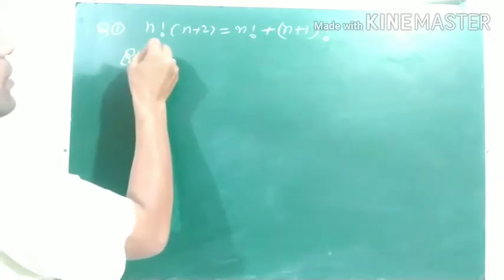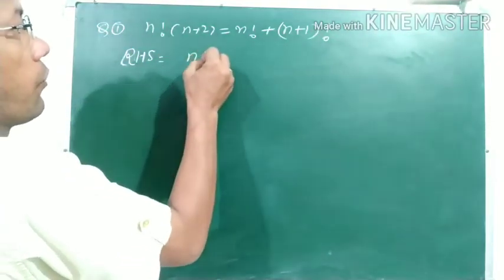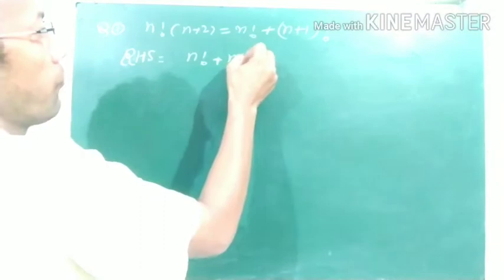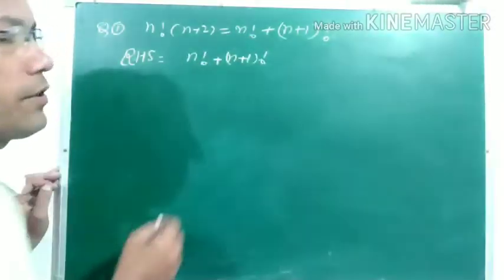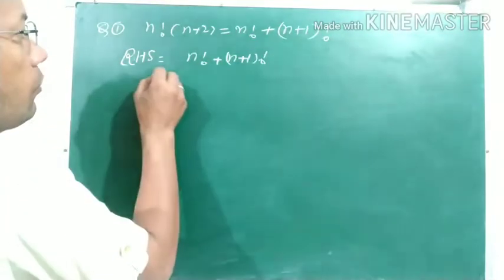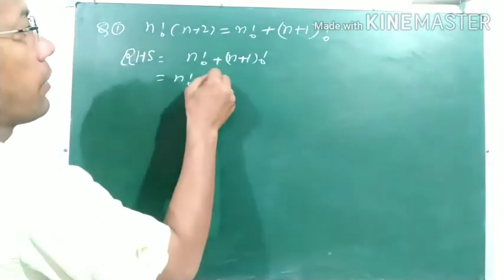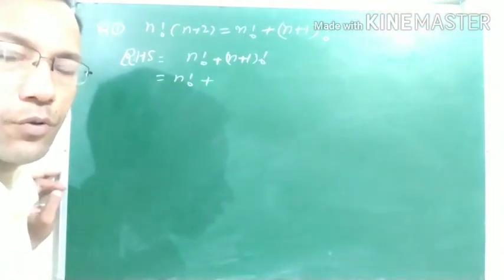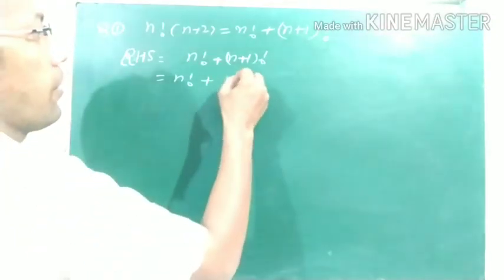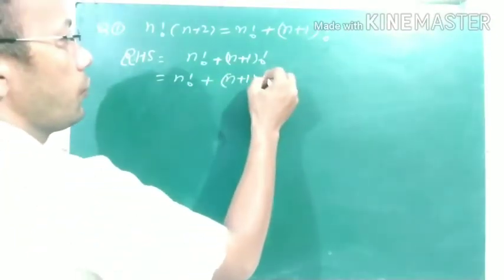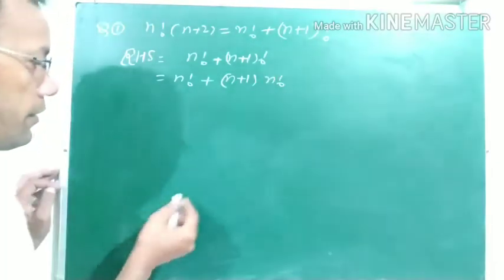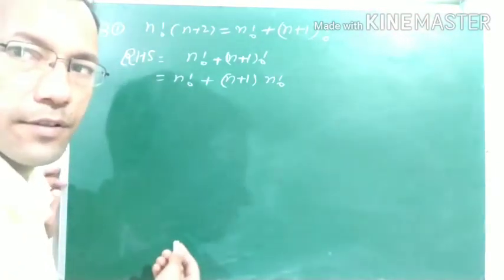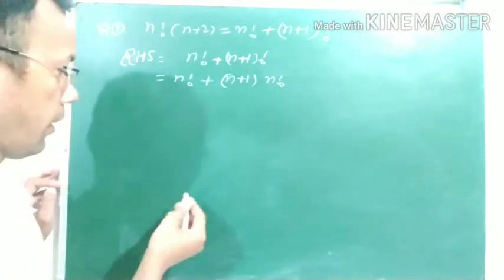This is the RHS. We have n factorial plus n plus 1 factorial, right? Now this n plus 1 factorial can be broken down to n plus 1 into n factorial. See the examples which we discussed in the last session.